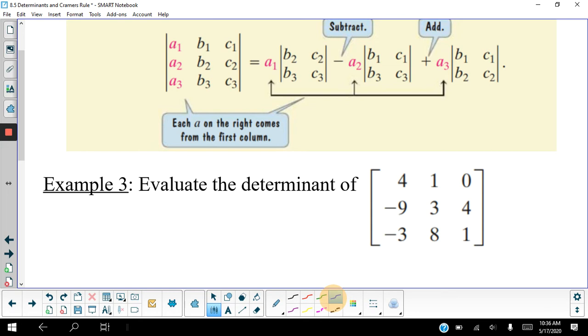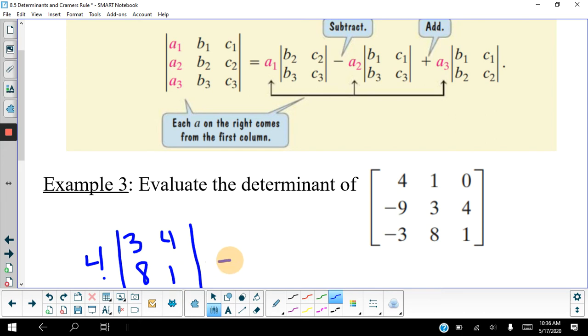Okay, so we have A1, which is 4, and that's going to be multiplied by the determinant of the matrix that's left. So once again, if you cross that off, these are the numbers here that are left. So 3, 4, 8, and 1. I'm going to erase this all. 3, 4, 8, and 1.